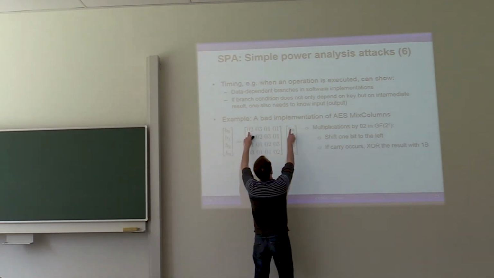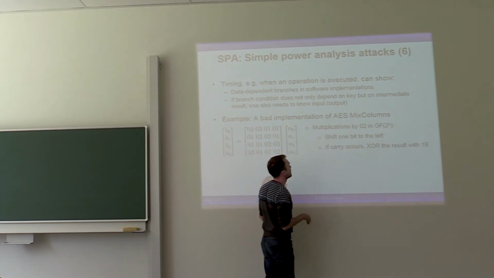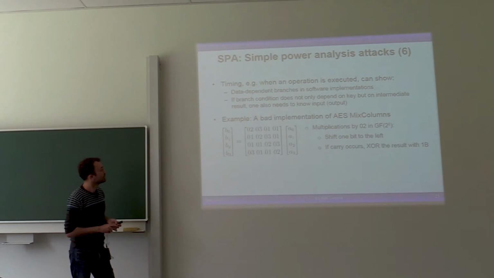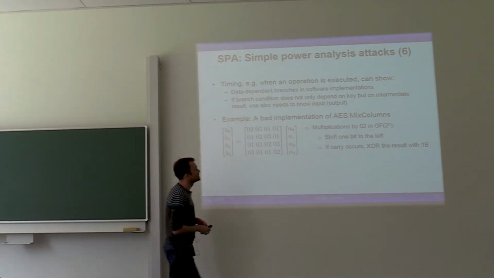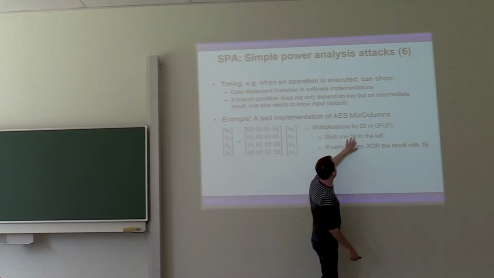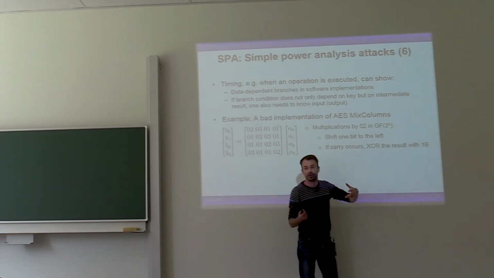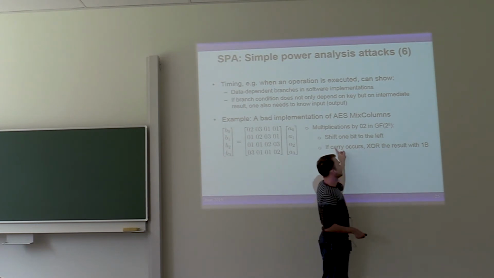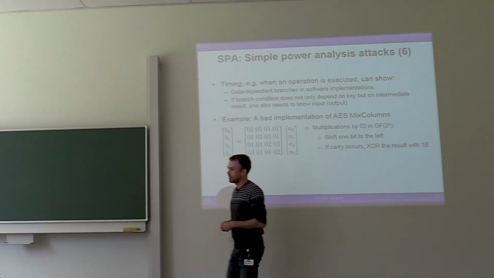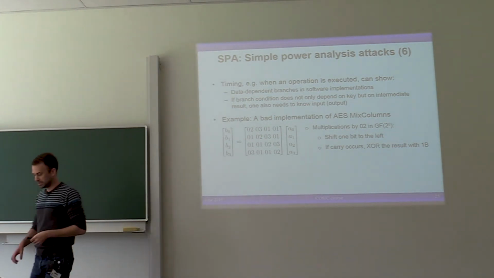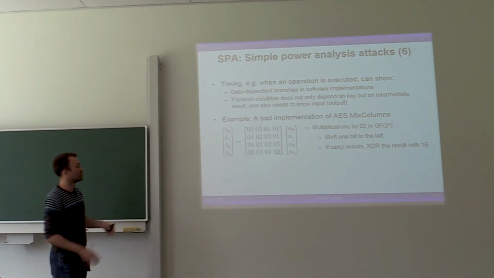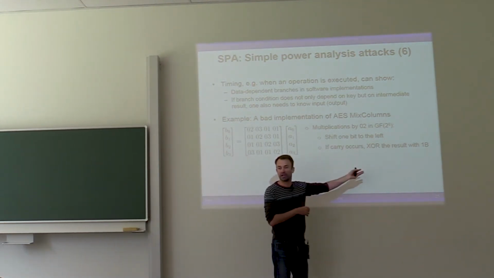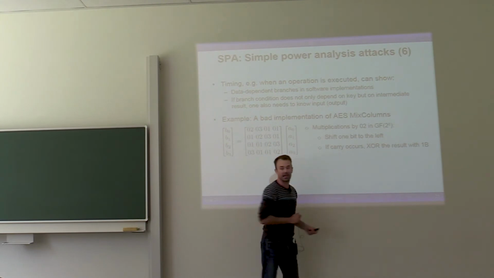So we start, and the first thing we want to do is multiply A0 by 2. Multiplication by 2 of the A0 in the AES field can be done by shifting the A0 one bit to the left. And if a carry occurs, then we need to XOR this with a constant, which is 1b in hex for the AES field. So if you want to do this in software, you would say, okay, I take my operand, I shift, then I check if I have a carry. If I have a carry, I do the XOR, right?